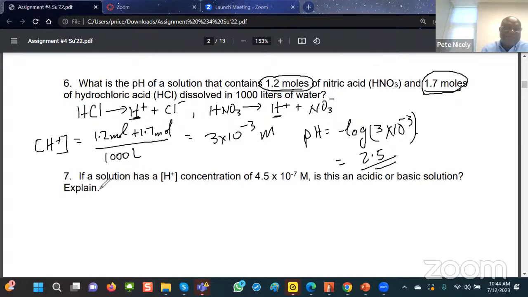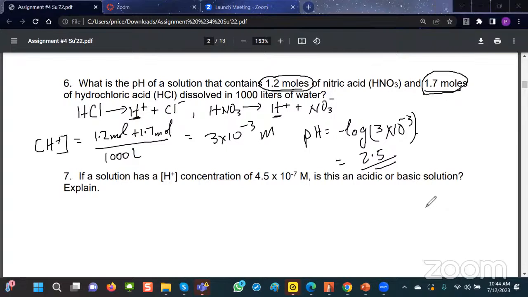You should be able to answer this based on what I said earlier. It says, if a solution has a concentration of H plus of 4.5 times 10 to the minus 7, is this an acidic or basic solution? And it says explain. So let's hear your thoughts on this one. The concentration of H plus is 4.5 times 10 to the minus 7. Let me hear your answer. It's very acidic. Okay, and you say that because? If you work out and get regular notation for the 4.5, it's very much smaller than 7.